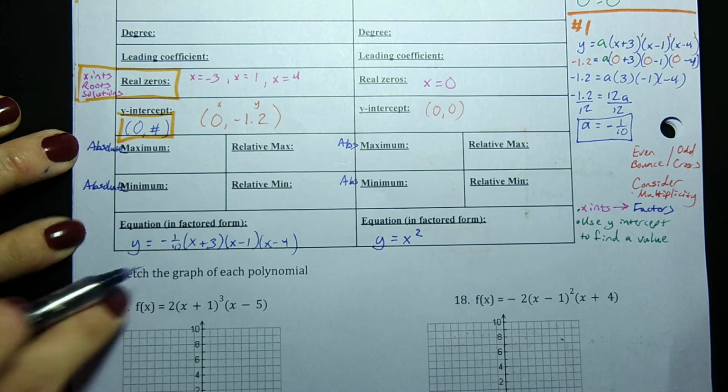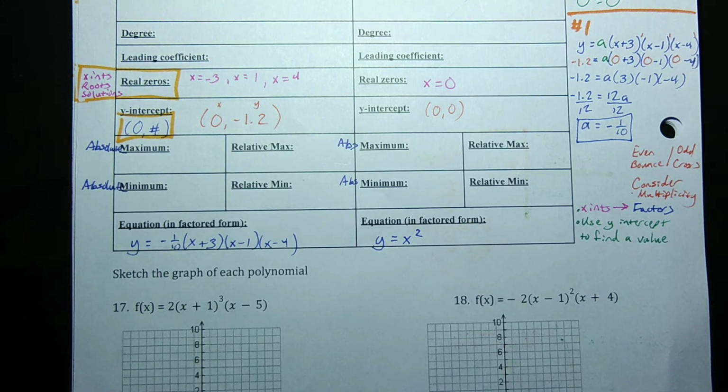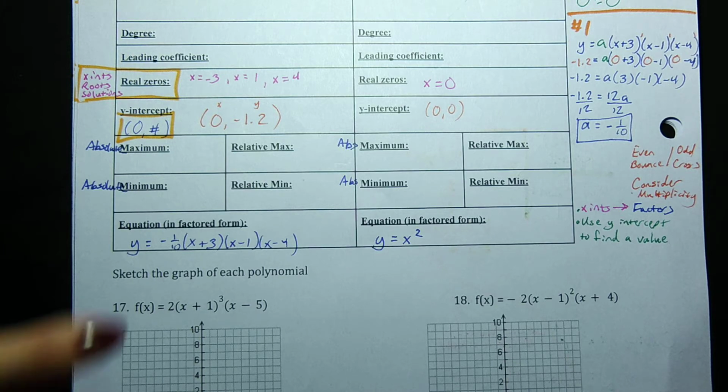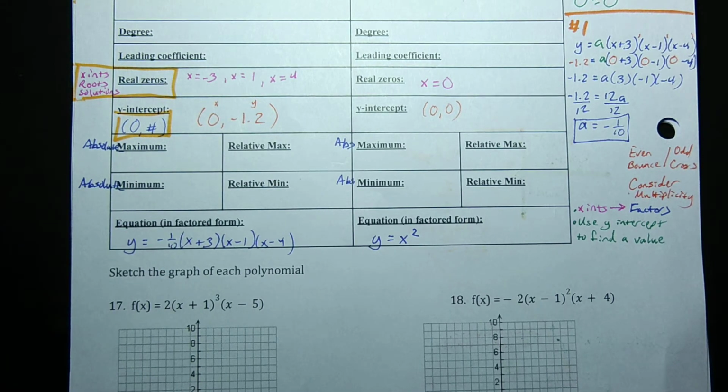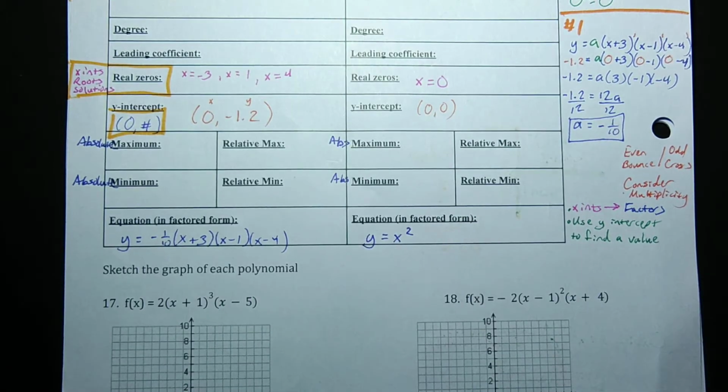So this a value is important, and you've got to be close. So if you said -1.3, that's probably fine, but you've got to be fairly close to having that right a value. So I'll leave you guys to finish the rest of these, but I want to go ahead and go through one of the ones down below with you guys.